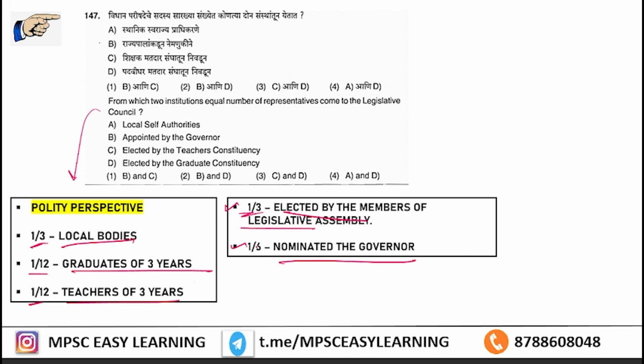So which two are equal? एक तो ये दो है और एक तो ये दो है, right? बट यहाँ एक साथ कौन से हैं? टीचर और ग्रेजुएट, यही दो है ना. SLA है क्या यहाँ पे? Not there. So your answer is C and D only.